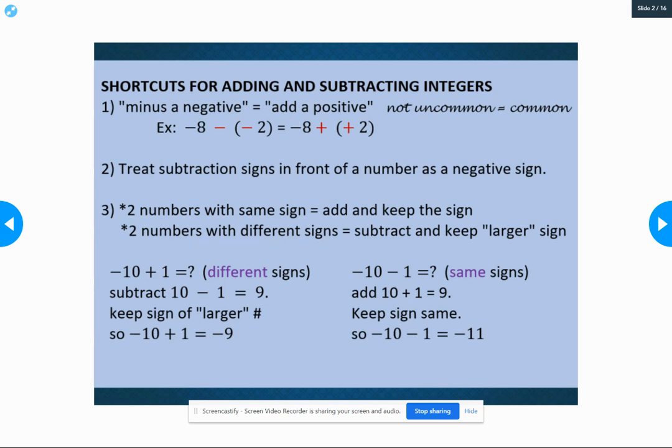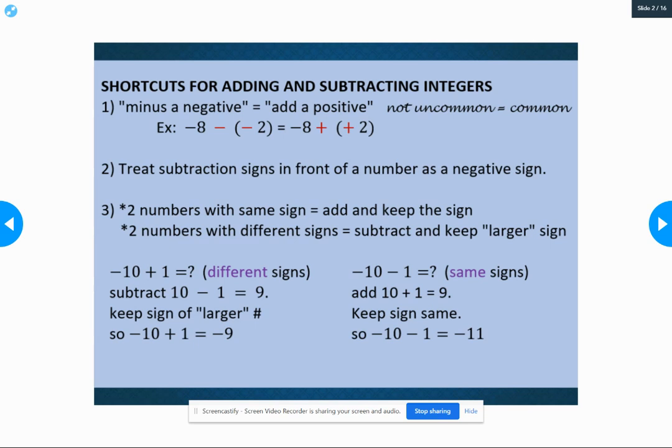Okay, a couple of examples. -10 plus 1. Okay, we have different signs. So just take 10 minus 1, which gives you 9. And then the bigger pile is a pile of negatives. So the negatives win. So the answer is -9.